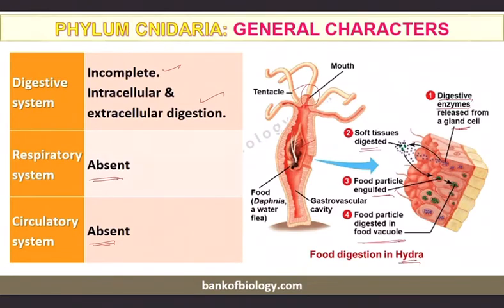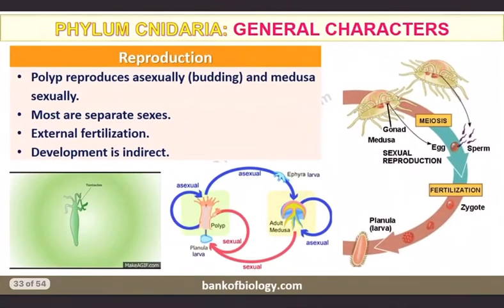So digestive enzymes, see, first time we are hearing the word digestive enzymes released from gland cells. And soft tissues are digested. Food particle is engulfed, and food particle is digested in food vacuoles. This is how the digestion takes place.